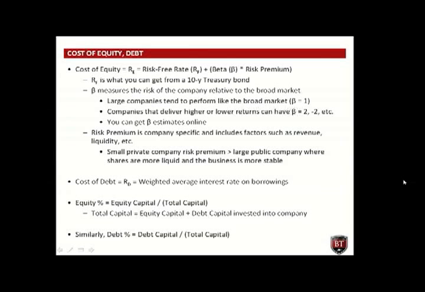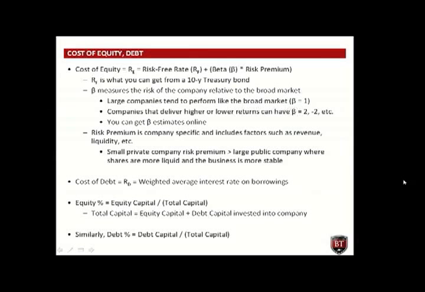So the beta is multiplied by something called the risk premium. Now, I'll explain this with an example. A large company is at less risk of generating free cash flow than a small company. And there are other factors such as liquidity, etc., that get factored into risk premium. So your cost of equity is your risk-free rate plus the beta multiplied by the risk premium.